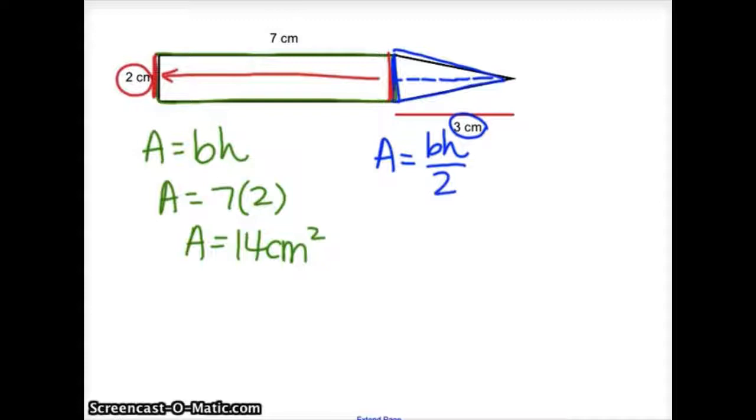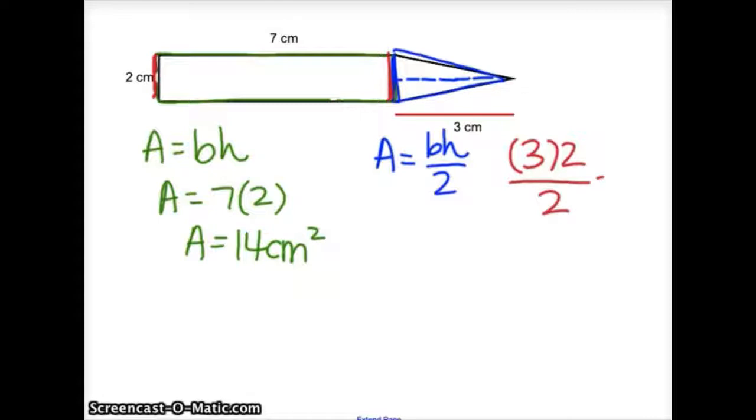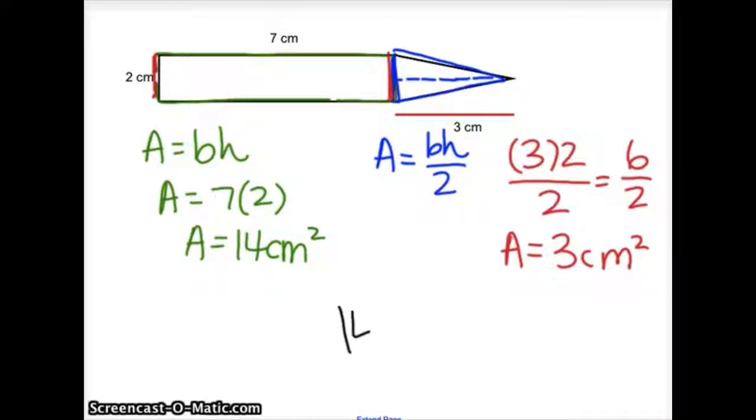So the height of my triangle is 3, and the base of my triangle is 2. So I'm going to multiply 3 times 2, and then I'm going to divide that by 2. So I have 6 divided by 2, and the area of my triangle is going to be 3 centimeters squared. I need to add those two things together to get the total area of my irregular shape. And 14 plus 3 is 17 centimeters squared.